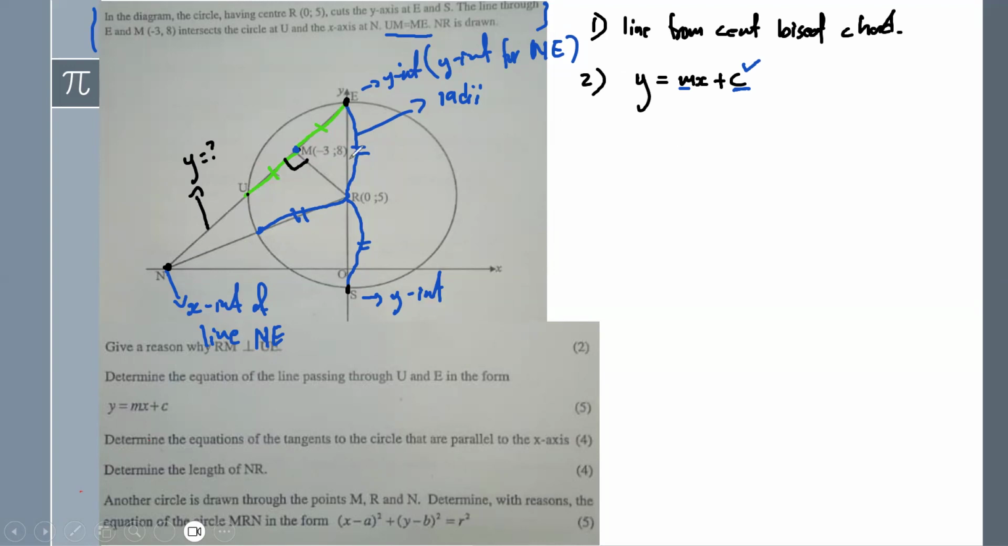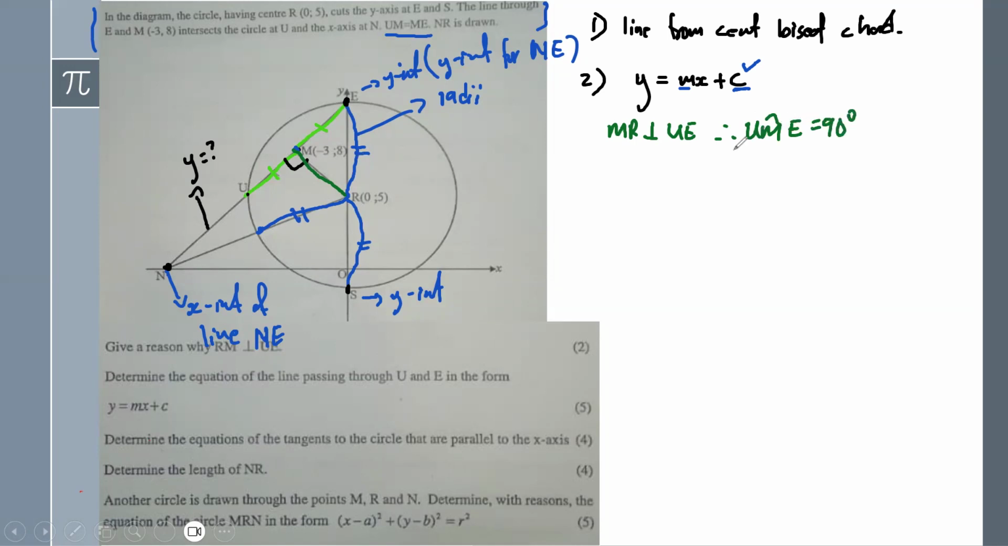So let us get to that. I need you to notice that little relationship between perpendicular lines. So we have established that MR is perpendicular to UE. That means we have a right angle at M. So that's what it means. It means the angle UME is actually a right angle.